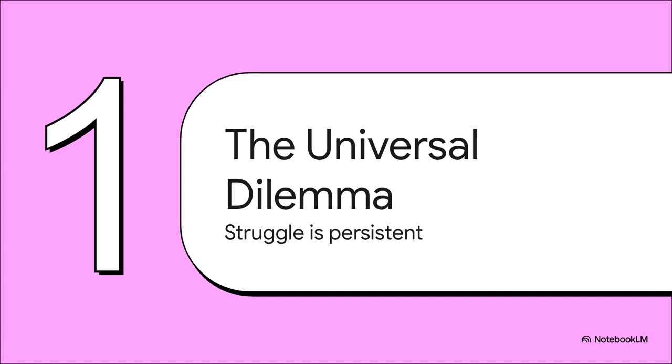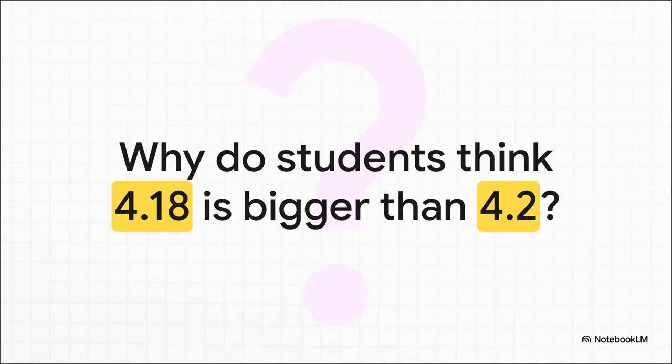I mean, the struggle is so real, right? It's everywhere. And as our source points out, these misunderstandings don't just go away. They can stick with people right into adulthood. Let's kick things off with an absolute classic. Why do so many of our students look at these two numbers and swear that 4.18 is bigger than 4.2? You know their logic, right? It's simple, because 18 is bigger than 2.